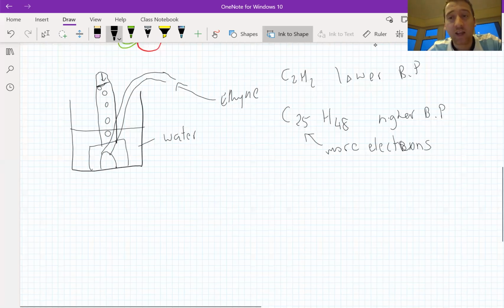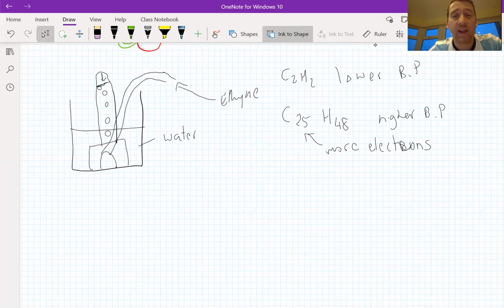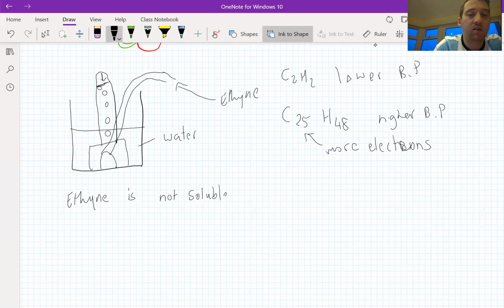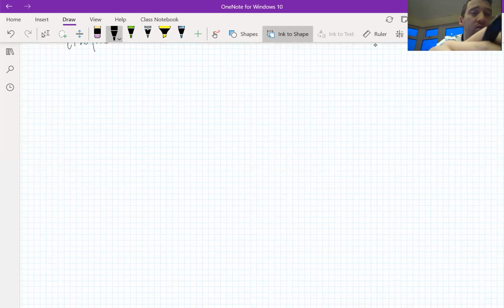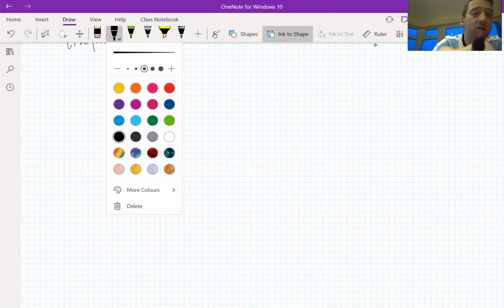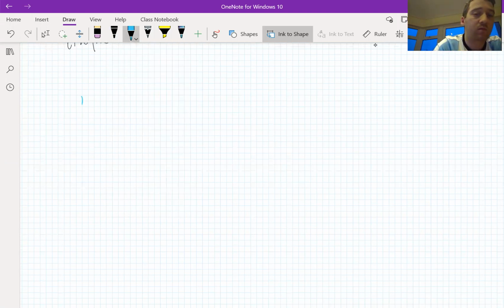Now, this proves to us that ethyne is not soluble. It does not dissolve in water. Ethyne is not soluble in water. None of the hydrocarbons are soluble in water. The reason for that is if we take a beaker of water, and I'm going to show it again in blue, and we zoom in and we take a look at the particles.